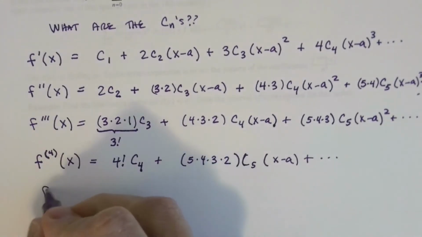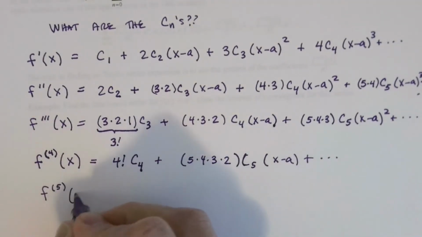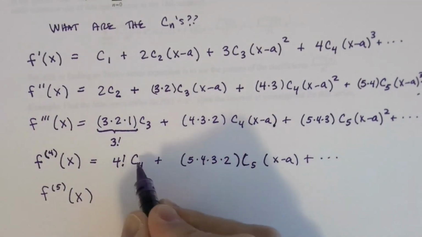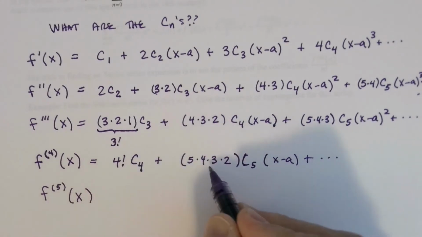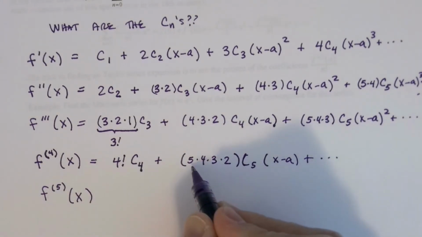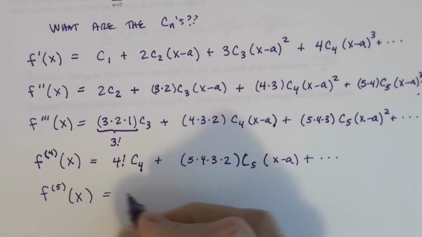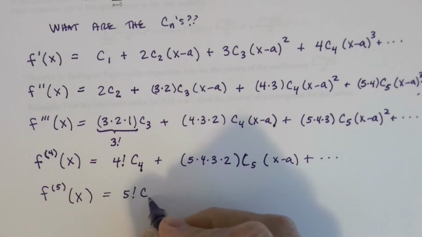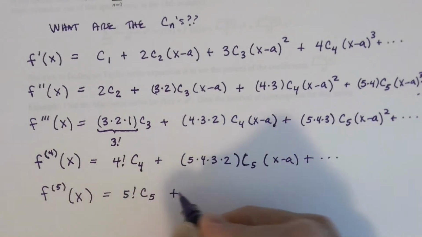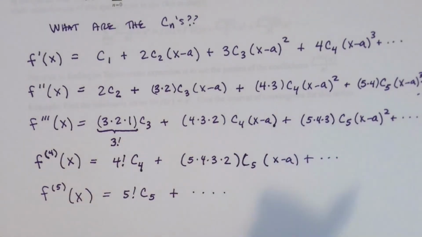What's the fifth derivative going to be? Derivative of a constant. All right, that's a constant with respect to x. This has an x, but this will be what? 5 times 4 times 3 times 2 times 1, 5 factorial c sub 5, plus and so on.